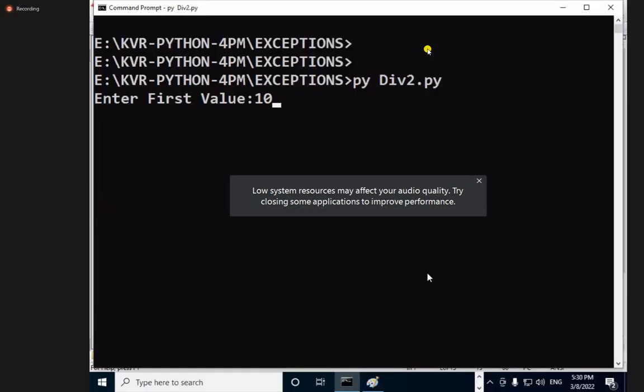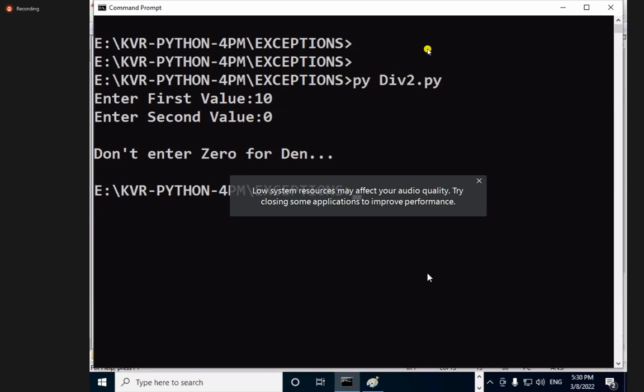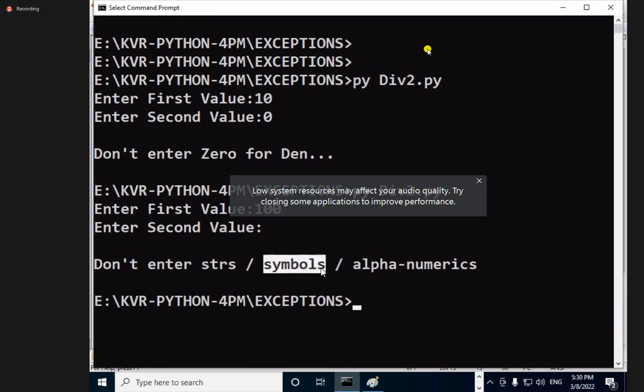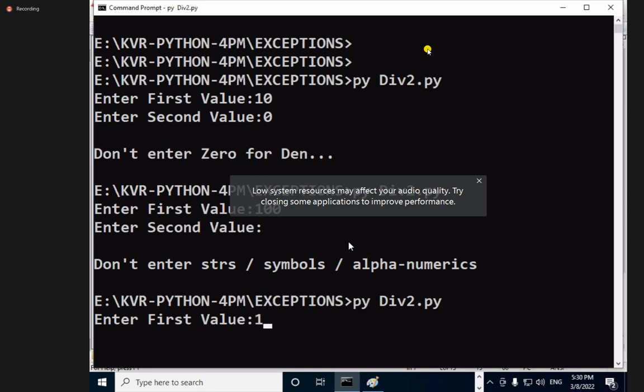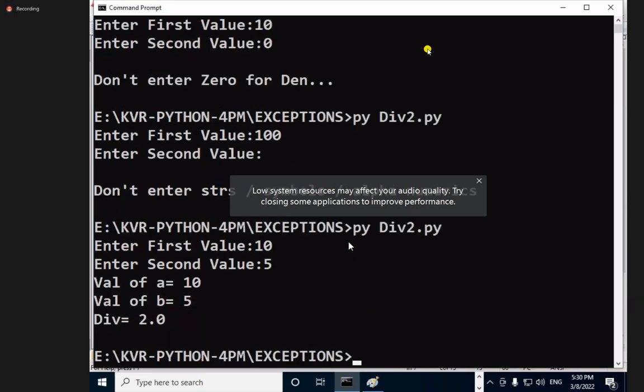I say 10 and then 0. What is this? I say something like 100 and I never enter anything, just press the enter key. Don't enter some symbol. The empty input is nothing but empty. You enter something like 10 and then 5, and I got an output.